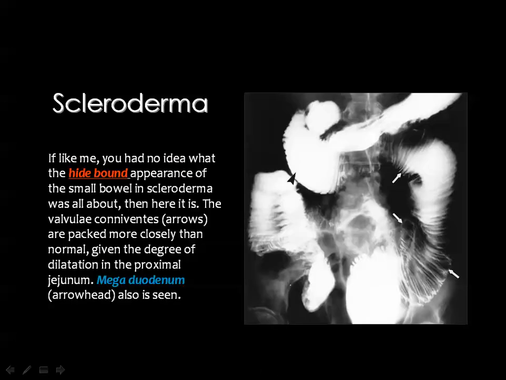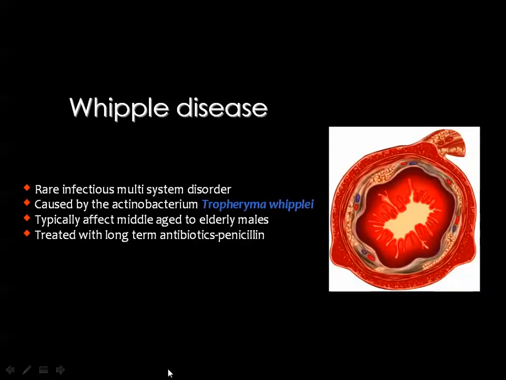Then you can see these are the bowel loops affected by scleroderma in the proximal jejunum, as has been said, and you see the prominence of the mucosal folds, and you see atony or dilatation of the proximal jejunum, as well as the duodenal loop, which is known as megaduodenum.